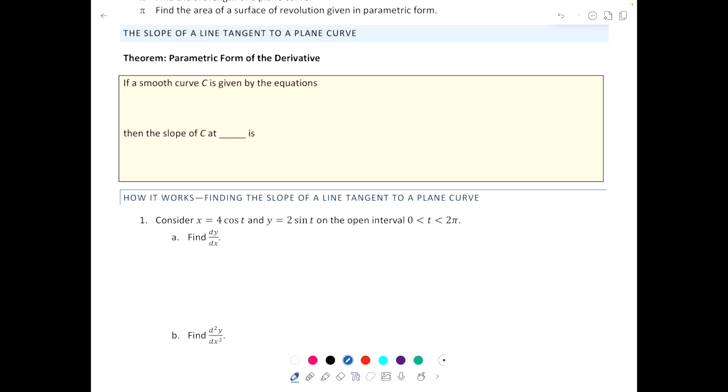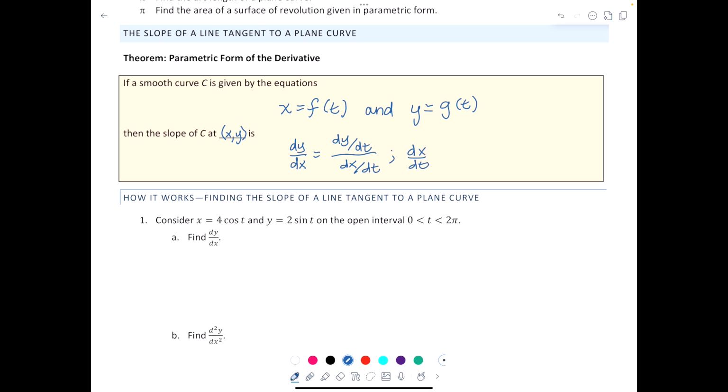If a smooth curve C is given by the equations x equals f at t and y equals g at t, then the slope of C at x y is equal to dy dx, which we found was dy dt over dx dt, with the caveat that dx dt is not equal to 0. Groovy? Okay, so let's look at an example.